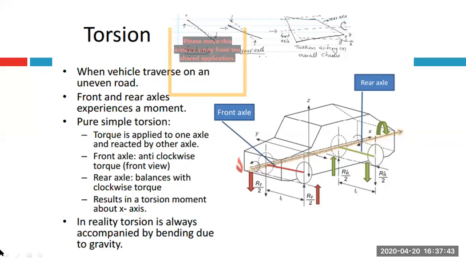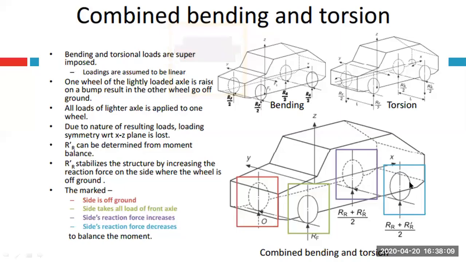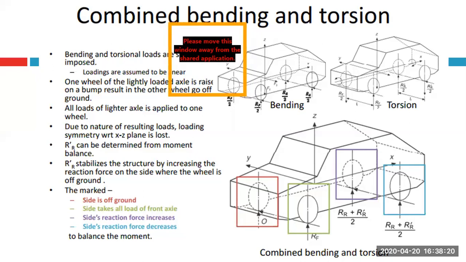In reality, the torsion is always accompanied by a bending, which is due to the gravity. So you will never have a vehicle which is subjected to pure torsion. Whenever there is a torsion case, it is going to be accompanied by a bending case, a case wherein you have combined bending and torsion. Like I told you in the previous slide, the reason why we are studying this particular loading is that you are never going to have a pure torsion case. In reality, it is going to be a case where you have both combined bending and torsion loads.